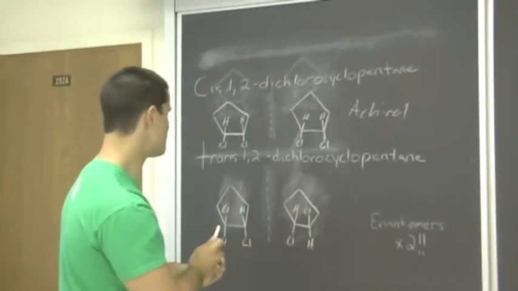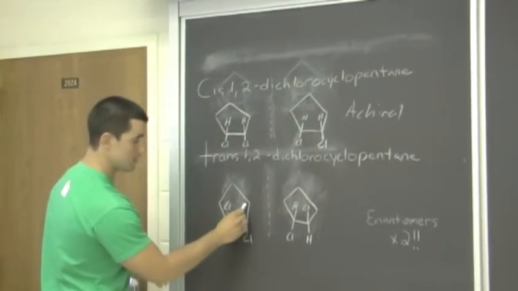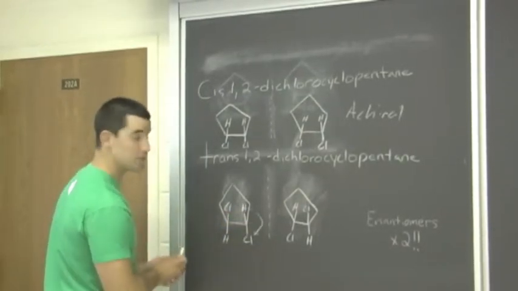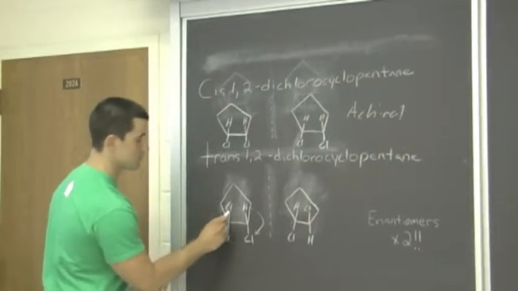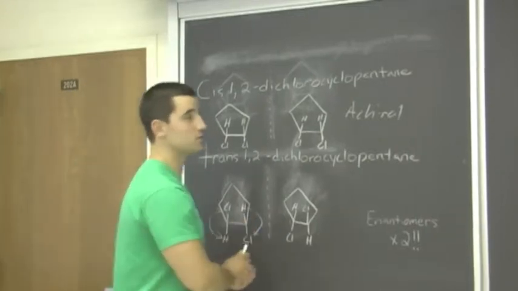Now, why do I say there are two of these? Simply because if we put the chlorine up here and the H down there, as well as switch them up here, we will get a different molecule again. That's why there are two enantiomers.